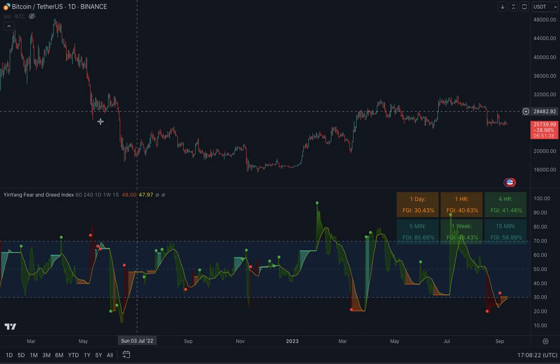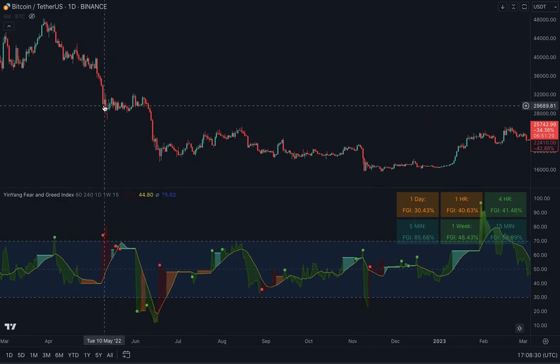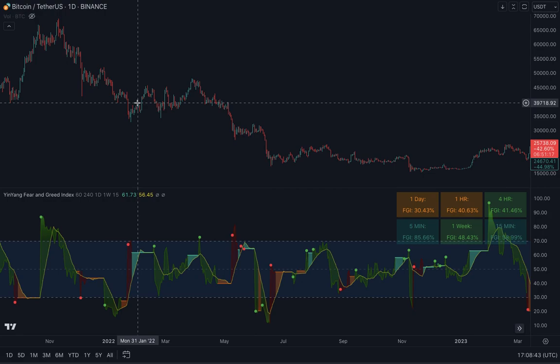We could expand this further back and look, like if you had started a short here, which would have been at about 30,000, and then you would have ended it here, which would have been about the same. So that one would have been a loss, unfortunately. But nothing is going to be perfect.